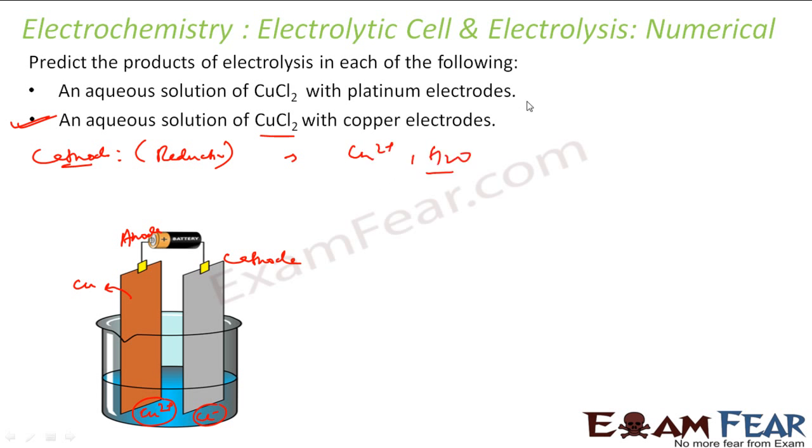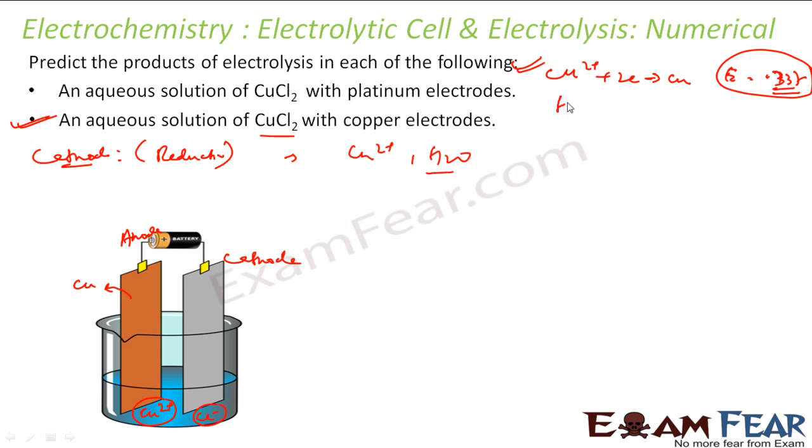So if you see this reaction, Cu2+ ion will take 2 electrons and will reduce to copper, and the E value is 0.337 volt. That means this much energy is liberated. It's a spontaneous reaction. You don't even need energy. This much energy is liberated.